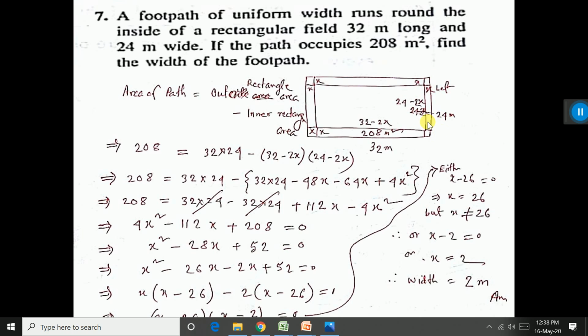Outside length is 32 and outside width is 24, as given in the question. If you consider this as x, this is also x, this is also x, this is also x. So inside length will be 32 minus 2x. Why 2x? Because this side x and that side x we are subtracting. Similarly width also 24 minus 2x, this side x and that side x. So everything is written here.